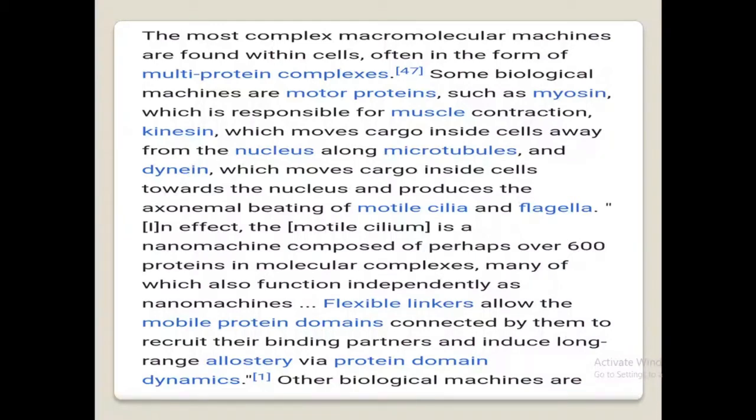So these flexible linkers allow the mobile protein domains connected by them to recruit their binding partners and induce long-range allostery via protein domain dynamics. Here the domain of the protein is doing a lot of work. In that domain, movement of the components of the protein will be there. That movement is also done because of these molecular nanomachines. So other biological machines also have this kind of movement.